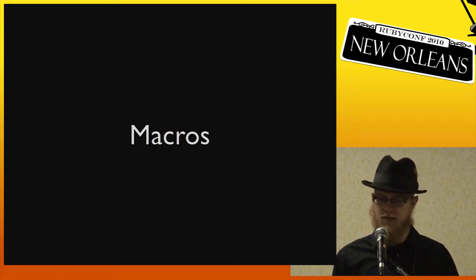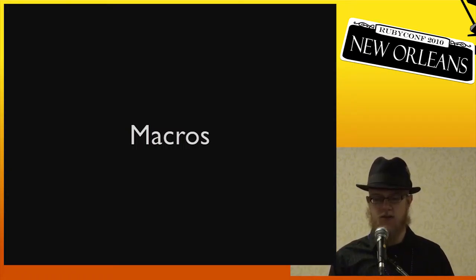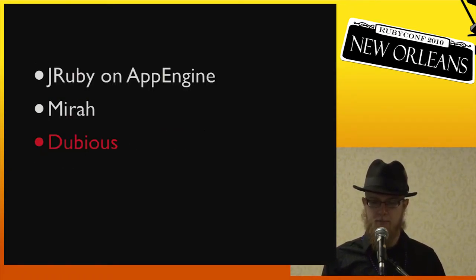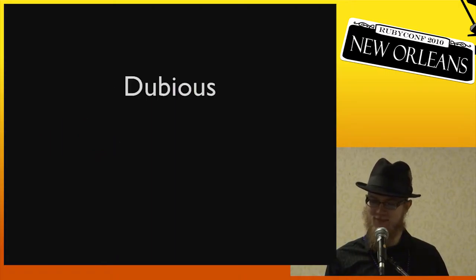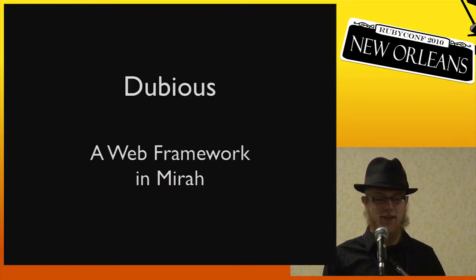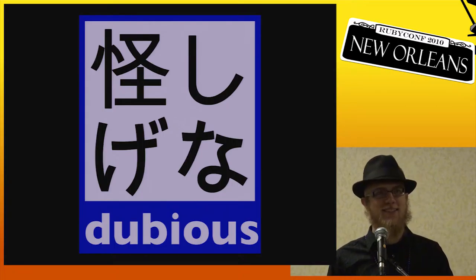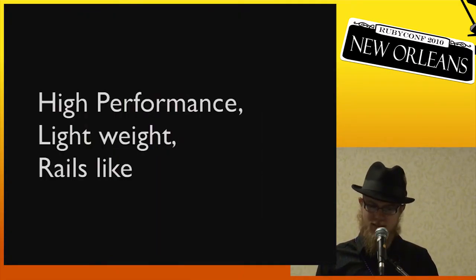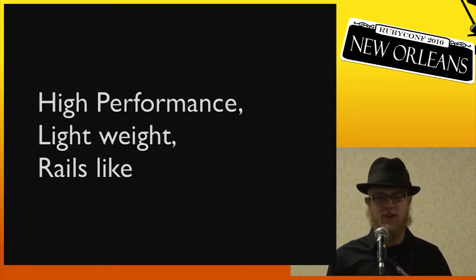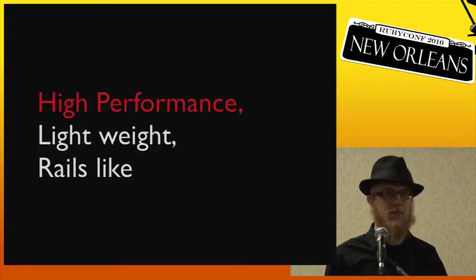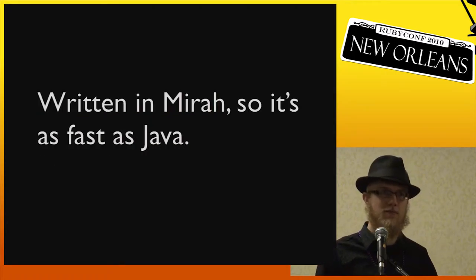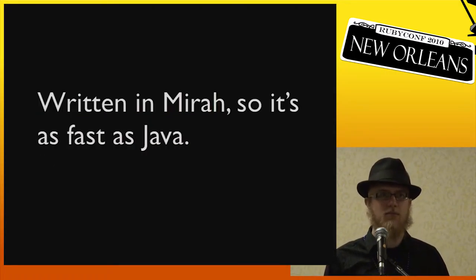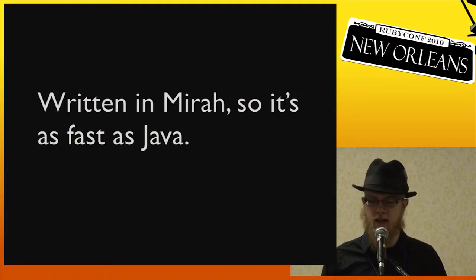So Dubious. Dubious is a web framework in Mirah. So it's high performance, lightweight, and it's a lot like Rails. Since it's written in Mirah, it's about as fast as Java can be, or faster than some. I mean, if you're using a large Java framework, it's faster than that. You know, like if you're using Hibernate or something.